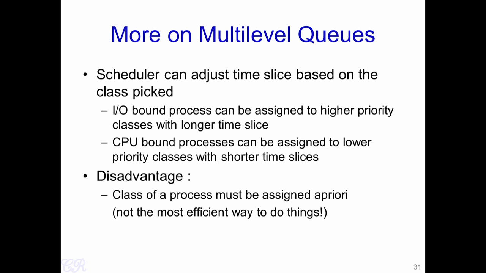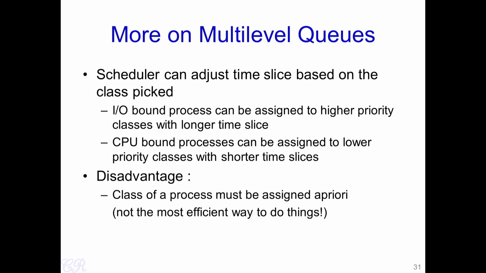The main drawback of having a multi-level queue based scheduling algorithm is that the class of the process must be assigned a priori. That is, we would require to know whether a process is a CPU bound process or an IO bound process.